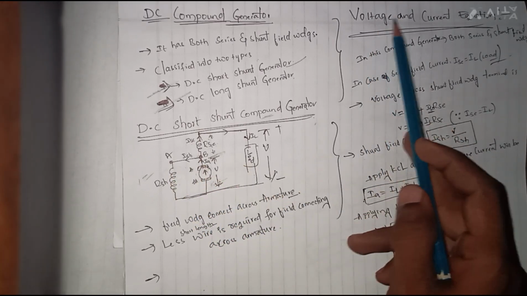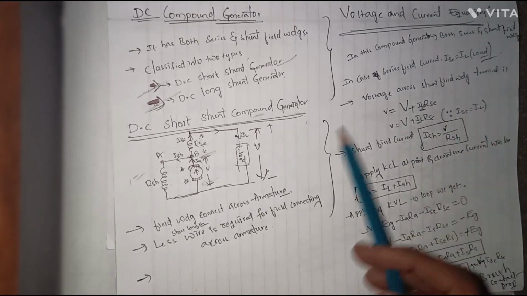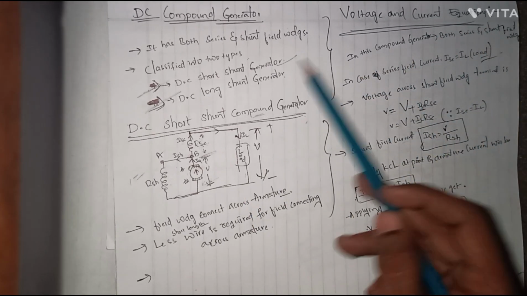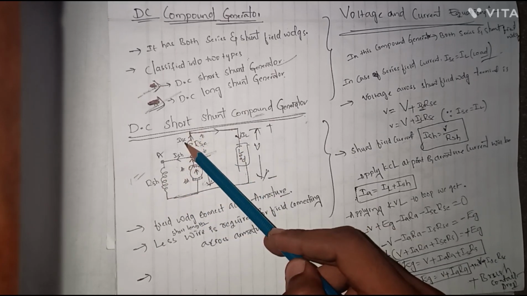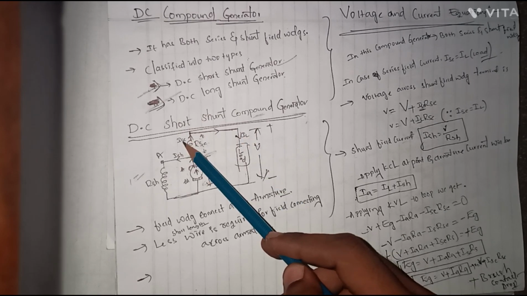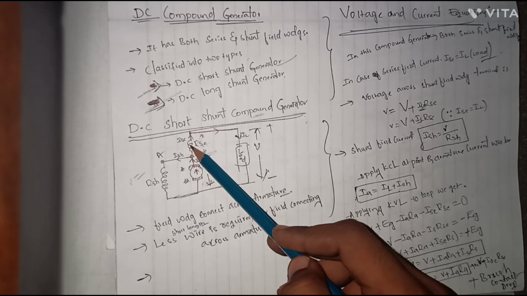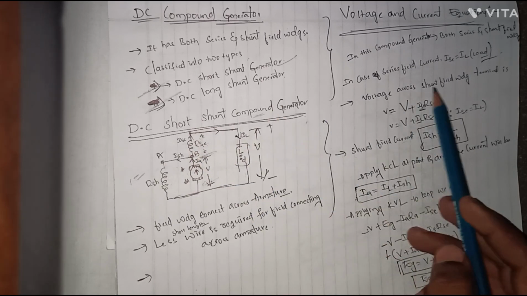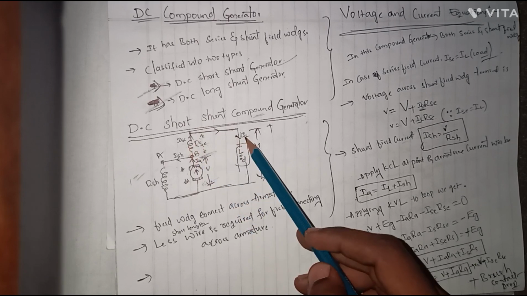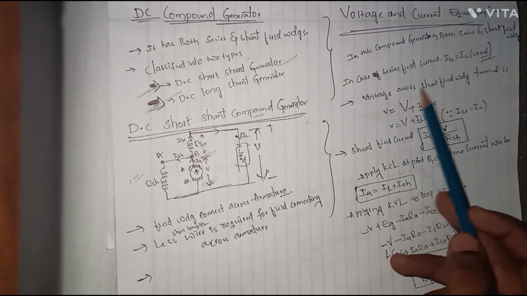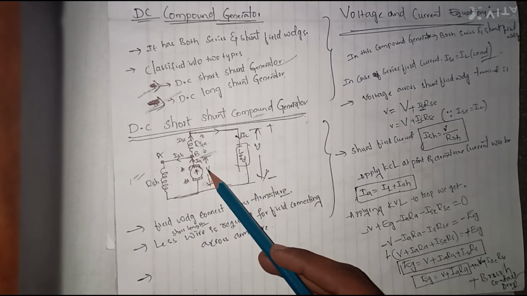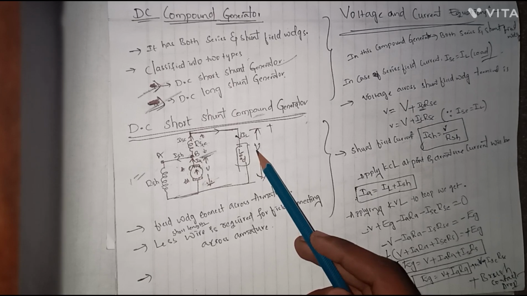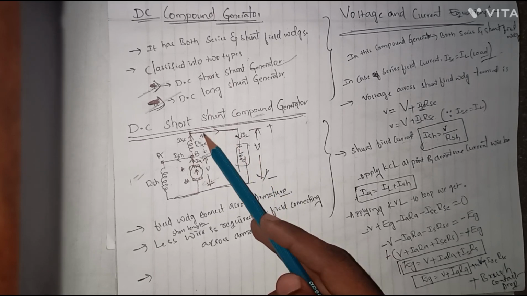Now the voltage and current equations of the compound generator. It consists of both series and shunt field windings. The series field current equals the load current: ISC equals IL. So the voltage across the shunt field winding terminal is small v, the voltage across the armature, and capital V is the terminal voltage.